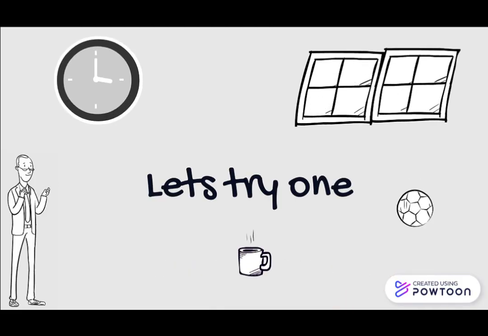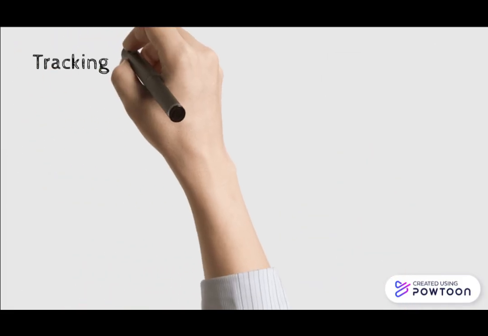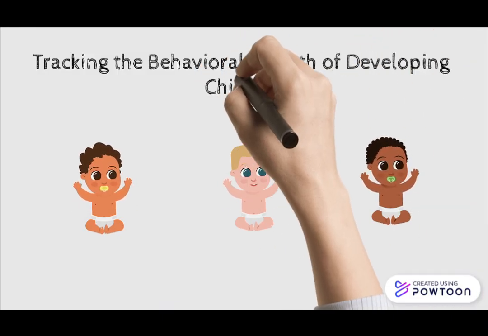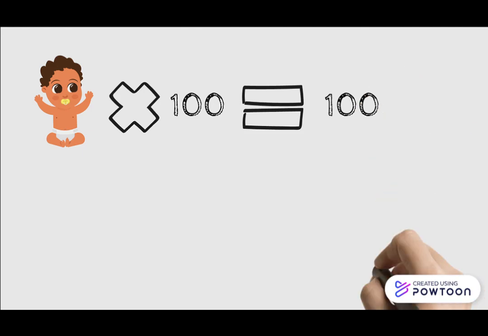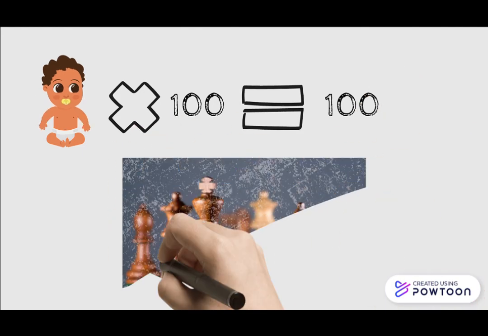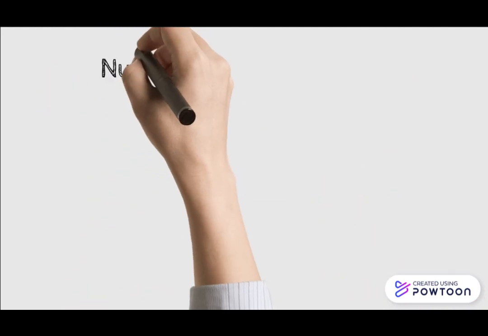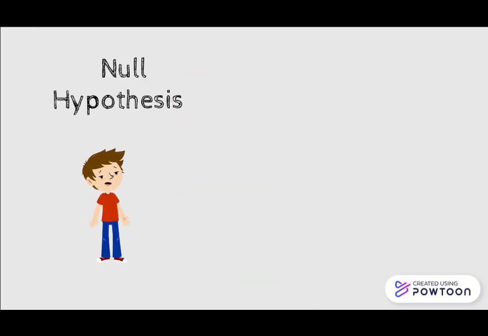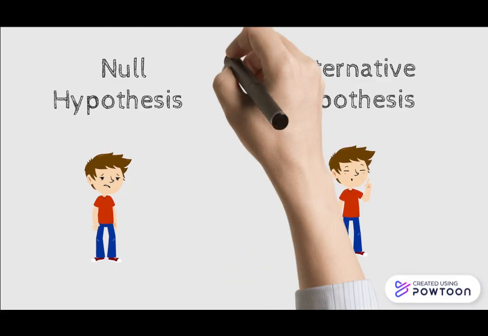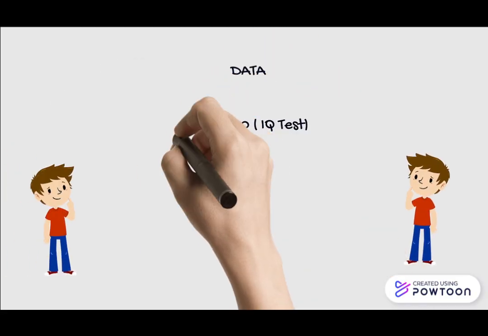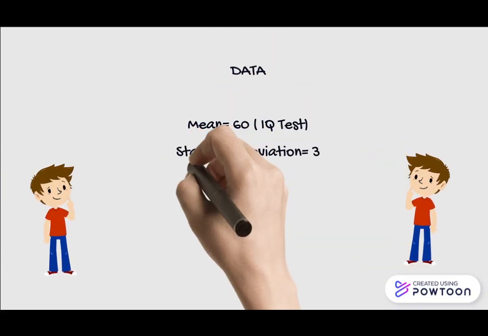Now let's go through an example. Imagine we have a sample of 100 children, and we want to test whether teaching them chess improves their IQ scores. Our null hypothesis would be that chess has no effect, meaning that it doesn't change their IQ scores at all. And the alternative hypothesis is that chess does have an effect, that children who learn chess at a young age tend to score higher on IQ tests. Now let's look at the data.